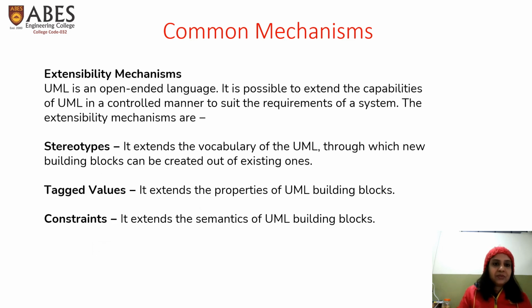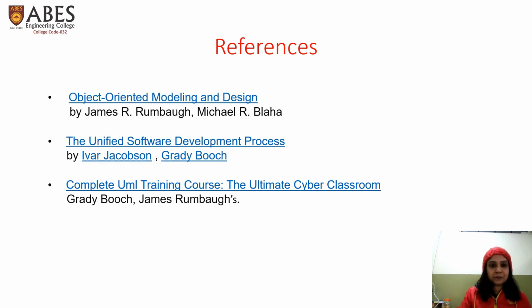Common mechanisms and extensibility mechanism. Basically, UML is an open-ended language. It is possible to extend the capabilities of UML in a controlled manner to suit the requirements of a current system. So, the extensibility mechanisms that we use in UML are stereotypes, tagged values, and constraints.